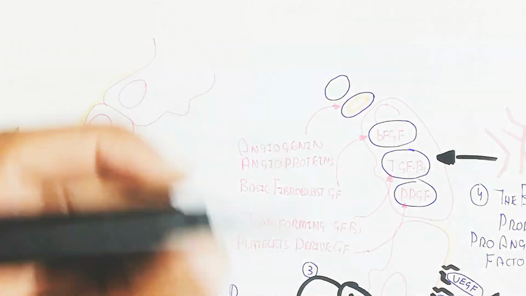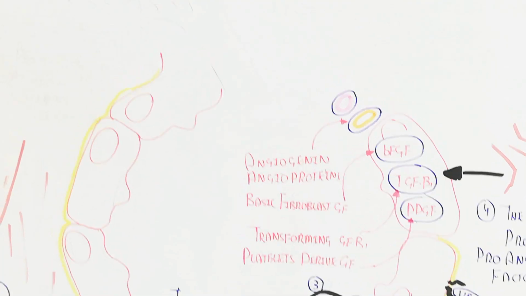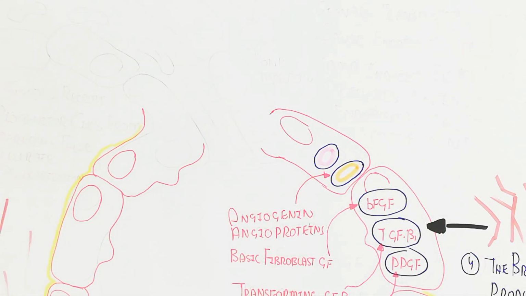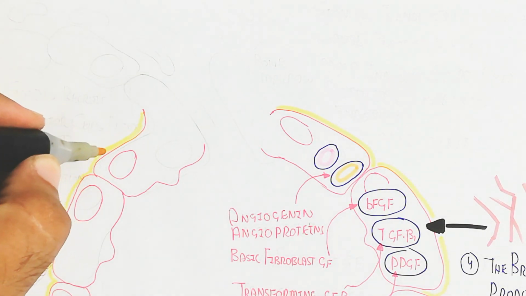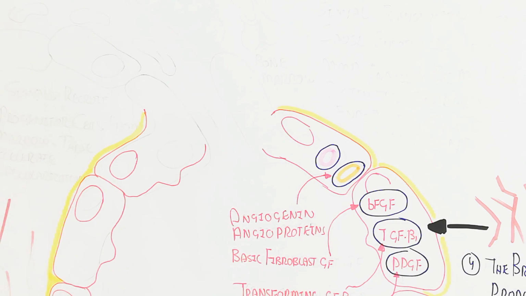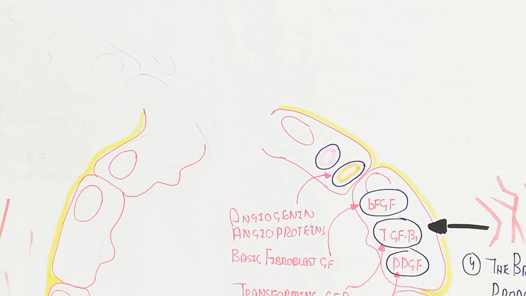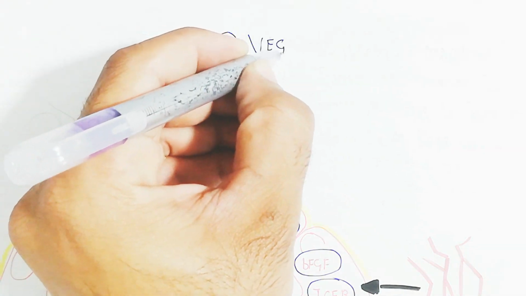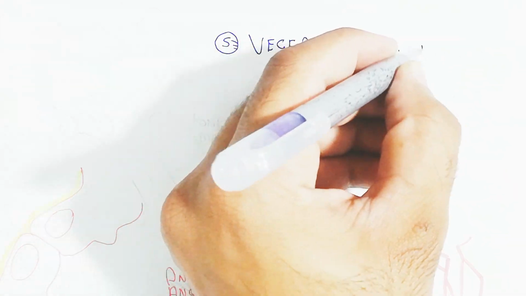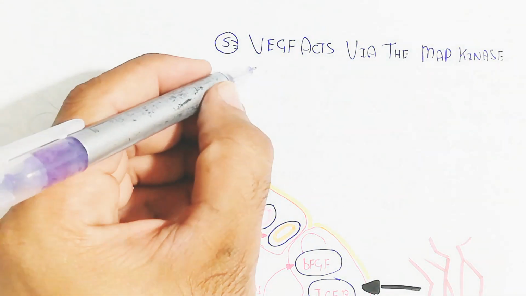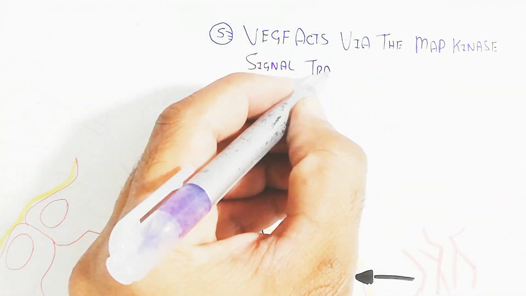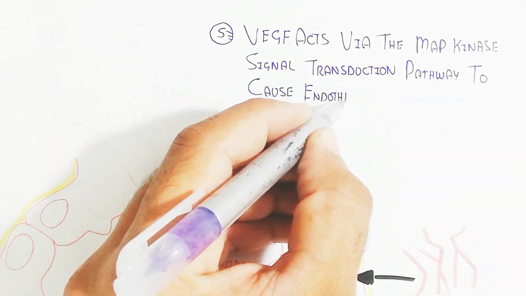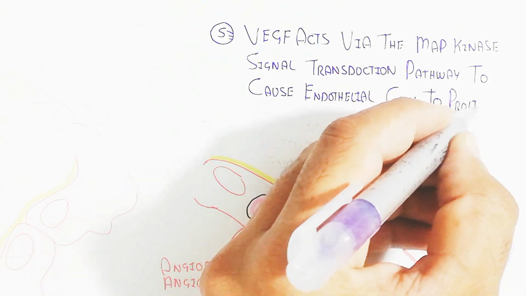After this, step 5 will occur. Let's begin to understand step 5. In this way, angiogenin, angiopoietin and other factors are involved and lead to angiogenesis. In this way, the endothelial cells increase, produced from the bone marrow through a stem cell to produce fibroblast. This fibroblast will convert. So the VEGF acts via the MAP kinase signal transduction pathway after binding with the receptor to cause the endothelial cell to proliferate.